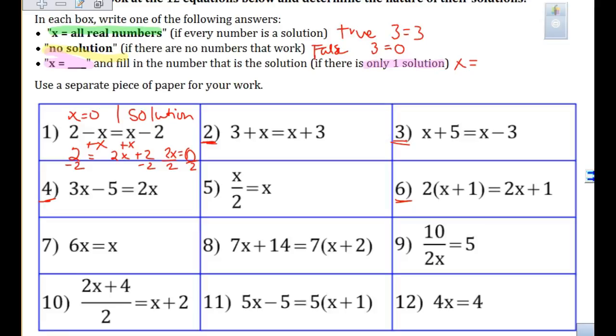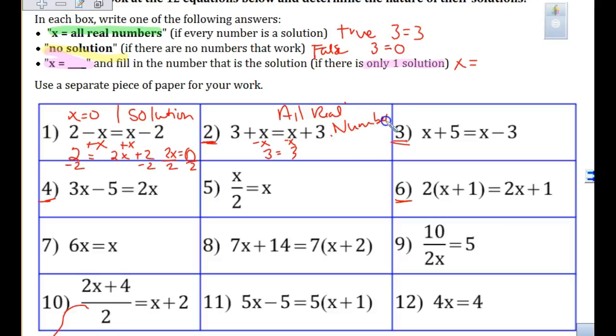Natalie, what did you do first in number 2? I subtracted x. Subtracted x, and tell me you had 3 equals 3, so our answer was all the numbers. All real numbers, okay?